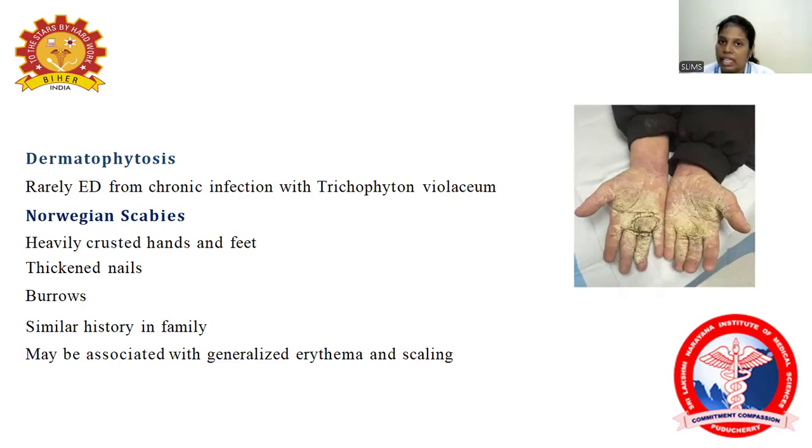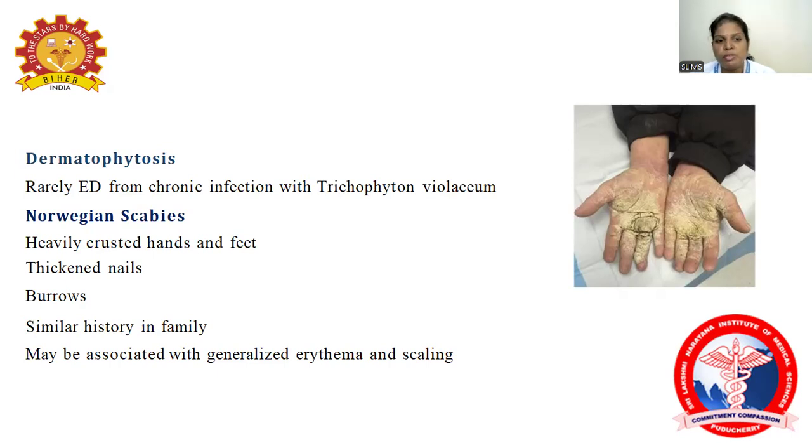Next, Norwegian scabies, which is an infestation. So scabies: what are the classical features of scabies? Three things will be there. One is nocturnal itching, and burrows will be there. Then positive family history. What is a burrow? Define burrow. A burrow is a linear serpentine tunnel surmounted by a papule and pustule, excavated by the female mite.